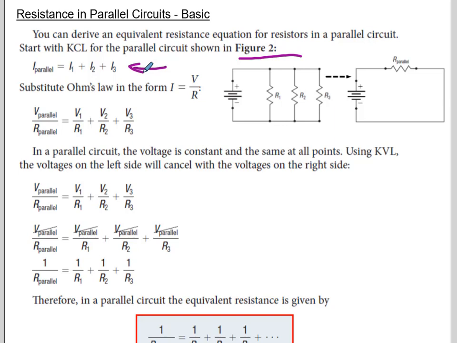Okay, so we have I equals V over R, and we're going to substitute that back into Kirchhoff's. Then we're going to take a look at this expression right here, and what we should notice is that all of the V's are the same. So the source and the voltage over each one of these pathways should match up.